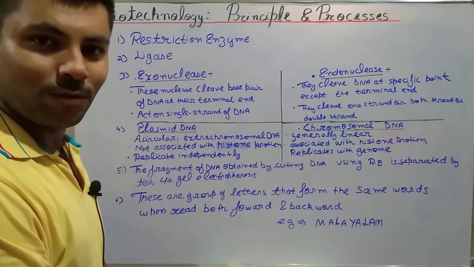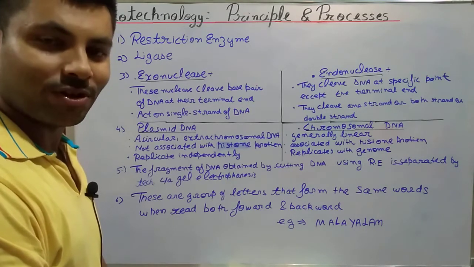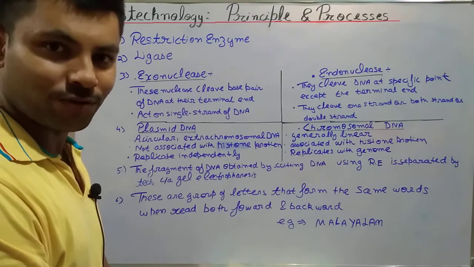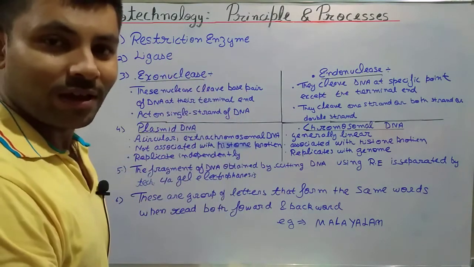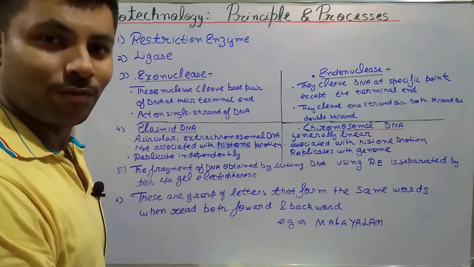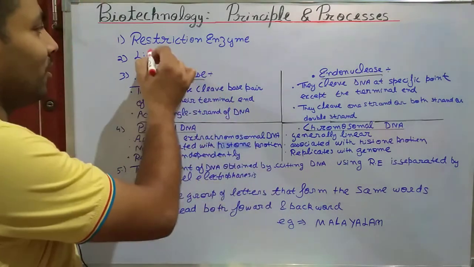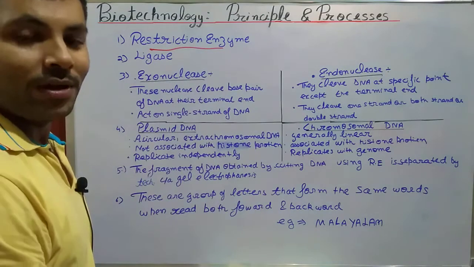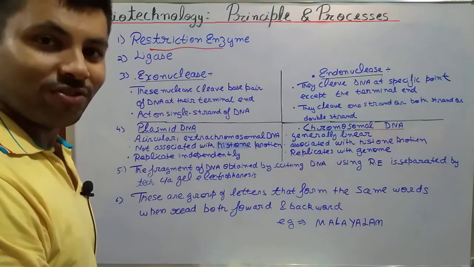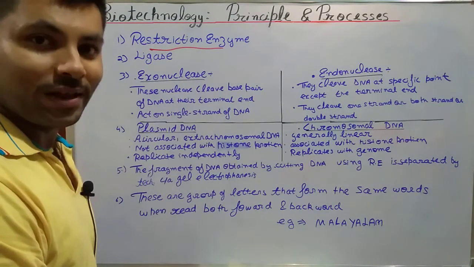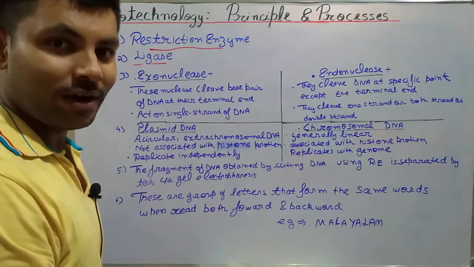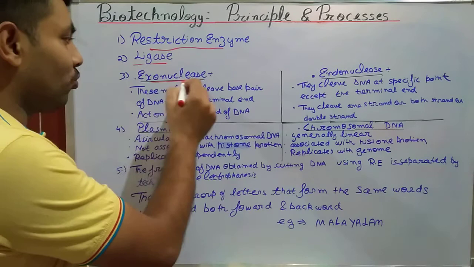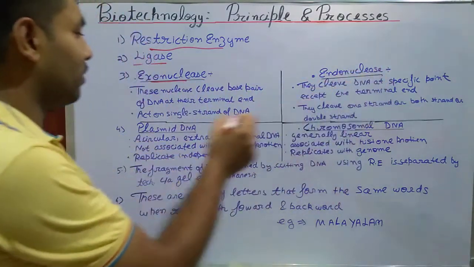I have asked you some questions in my previous lecture. Let's see the answers to those questions. First question was, genetic engineering starts with the discovery of which enzyme? Answer is restriction enzyme. Second question was, which enzyme leads to the joining of DNA segments? It was ligase. Third question was the difference between exonuclease and endonuclease.